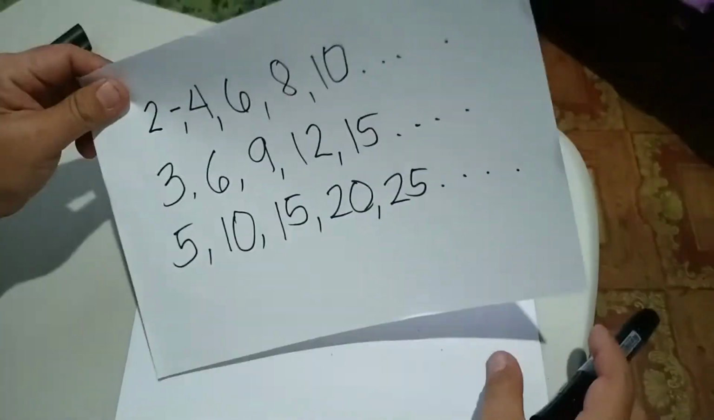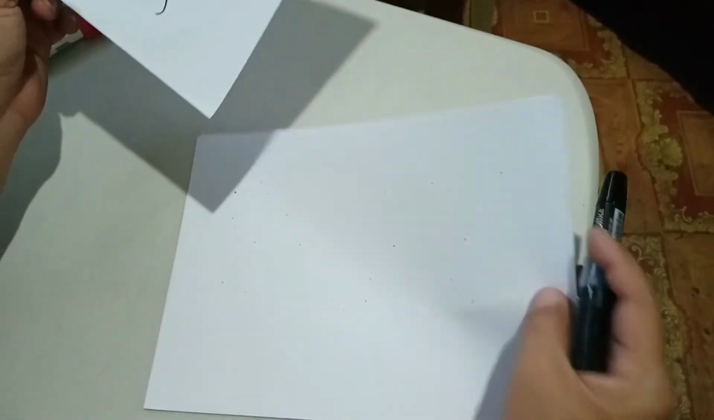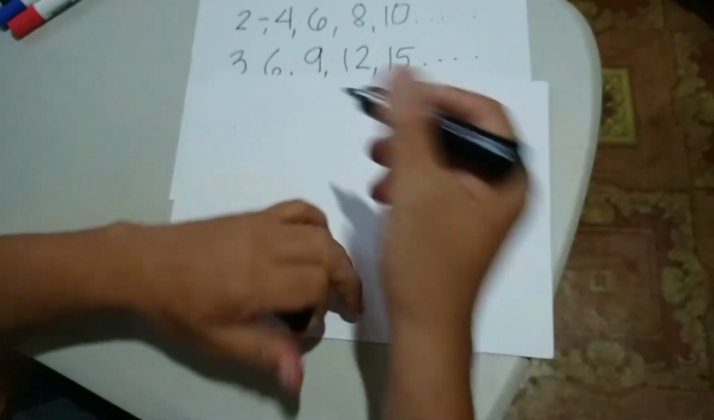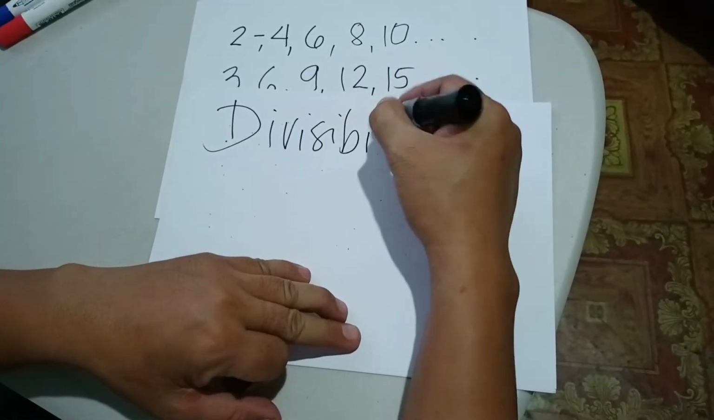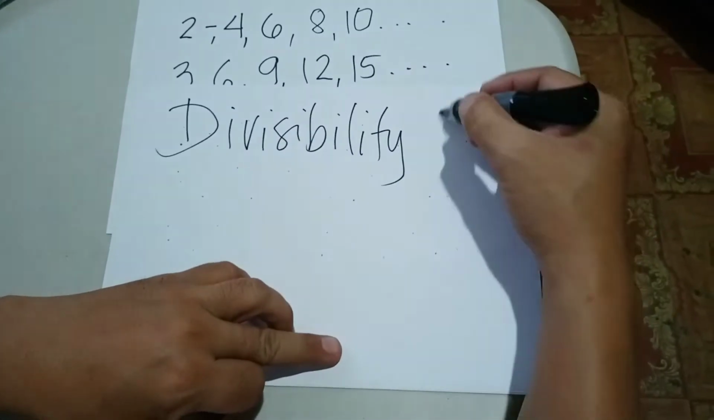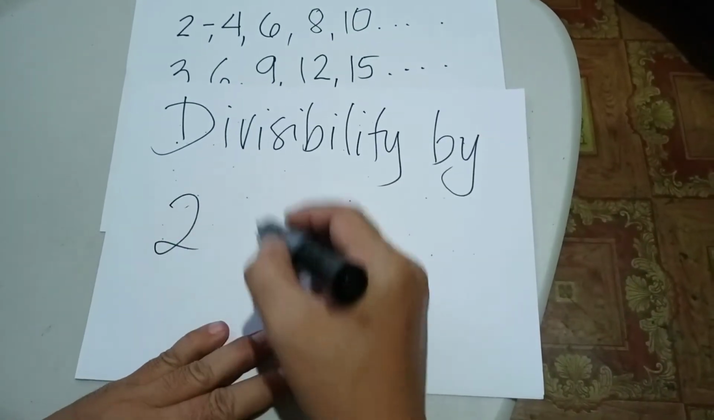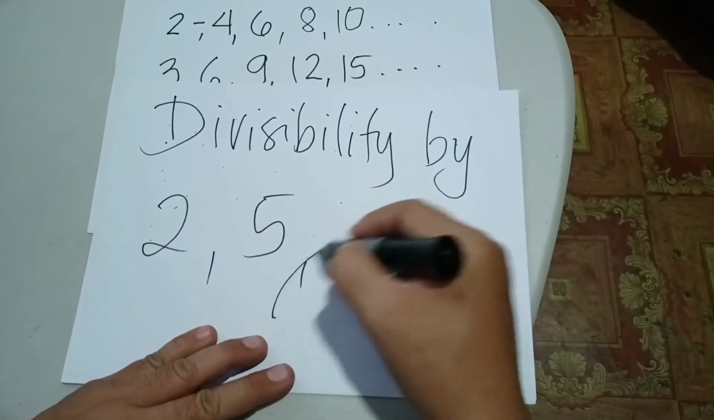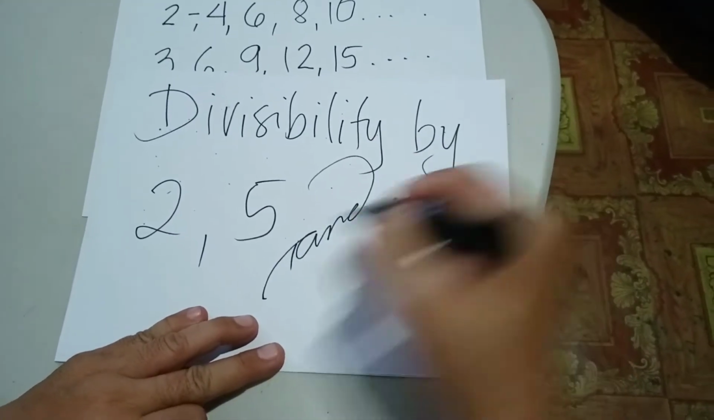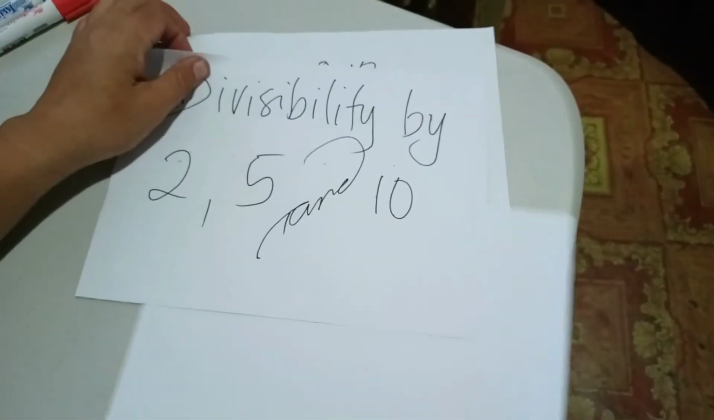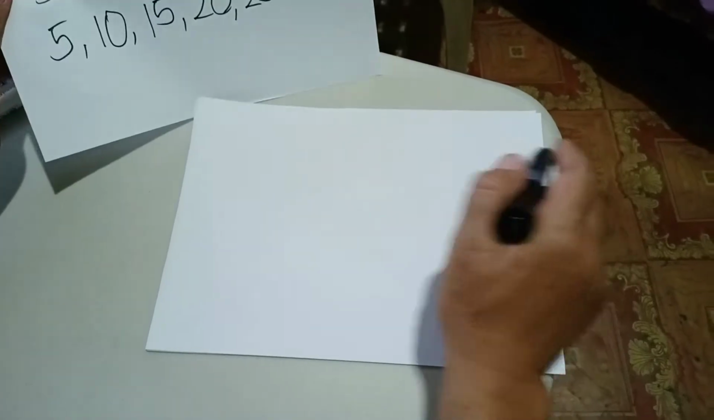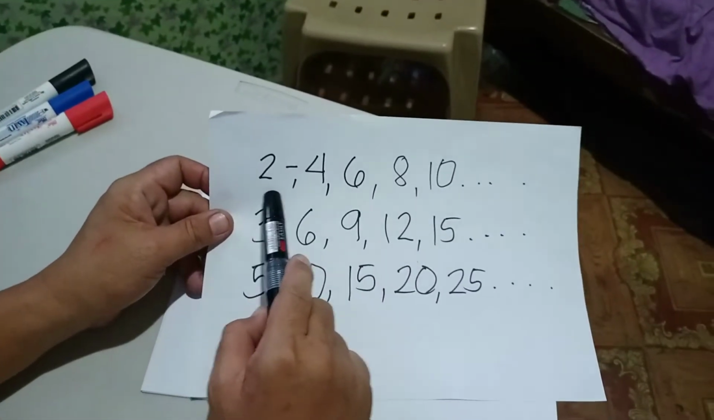Ayan. So let's proceed now to divisibility. How will you know that a number is divisible by? So we are going to study divisibility by 2, 5, and 10. So how will you know that a number is divisible by 2? So kailangan natin tandaan na yung rules, ano ba yung mga multiples of 2. So pag-aralan natin, what are the multiples of 2?